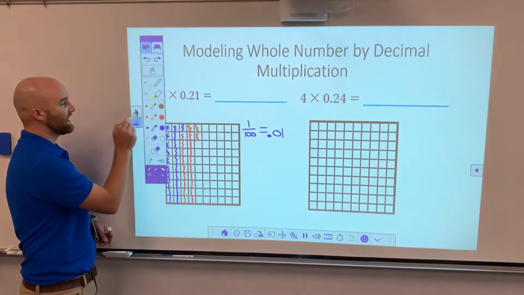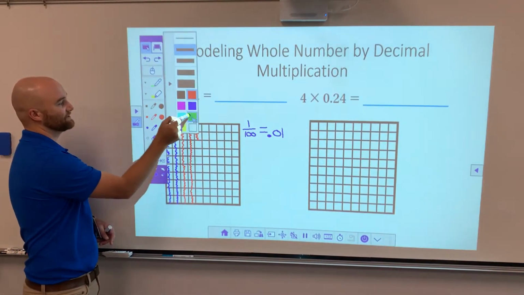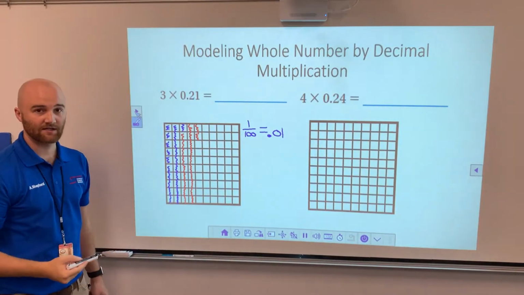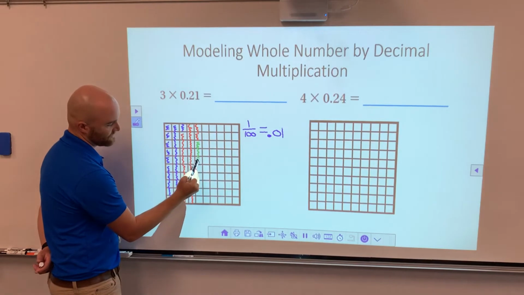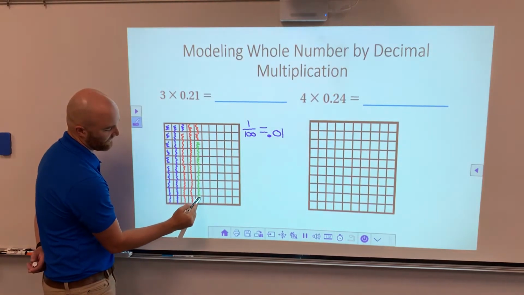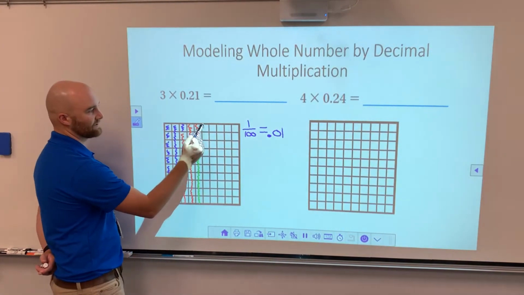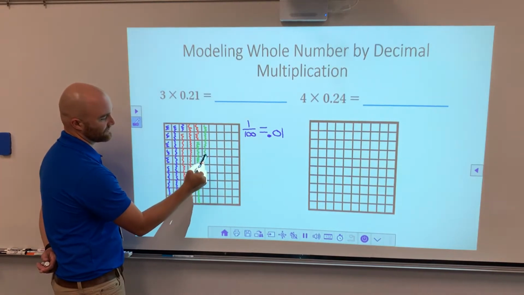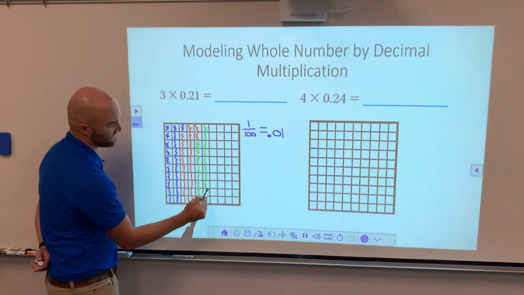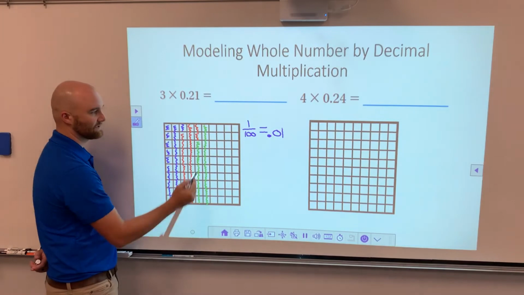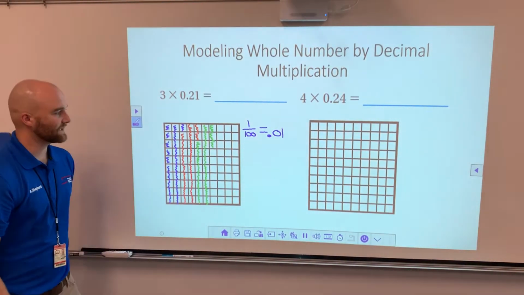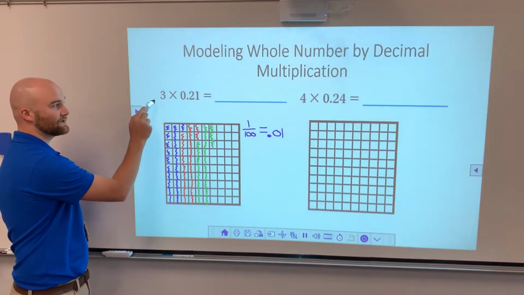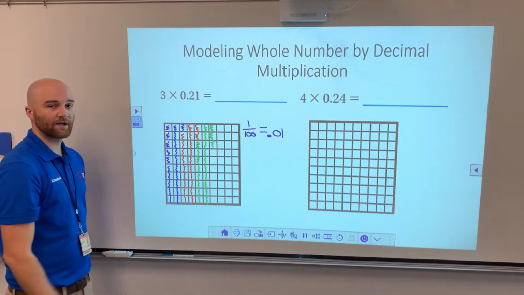Now, because it's 3, I've got to make sure that I have another color, so I'm going to change my color to green here, and shade in another 21. 1, 2, 3, 4, 5, 6, 7, 8, 9, 10, 11, 12, 13, 14, 15, 16, 17, 18, 19, 20, 21. Now I've shaded in 3 sets of 21 hundredths.